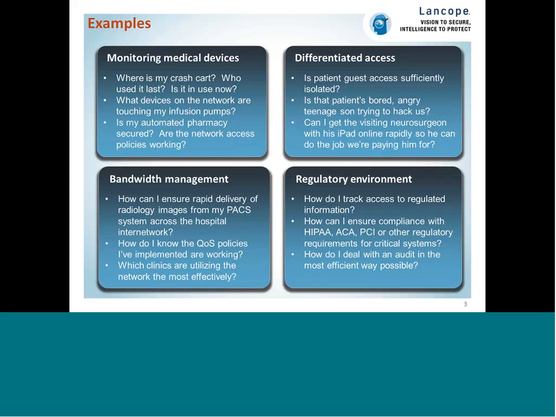Patient data on the healthcare network, of course, is protected by a variety of laws, the most prominent of which is HIPAA. But how do I ensure that this information is properly protected? How can I show who's touching it? How can I respond to an audit? How can I ensure compliance with any current or future regulatory requirement for critical systems so that I'm ready in case something bubbles up out of, for example, the ACA that lays a new requirement on IT? How do I make sure that my infrastructure is flexible enough to be able to deal with this?